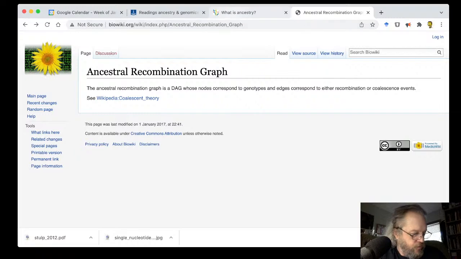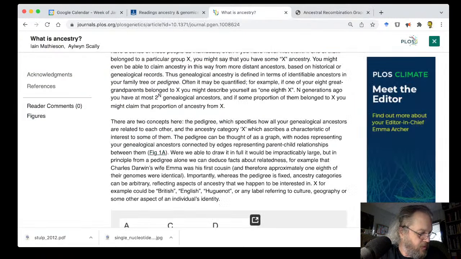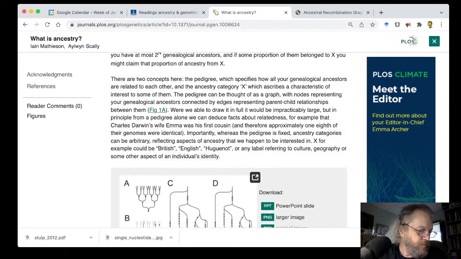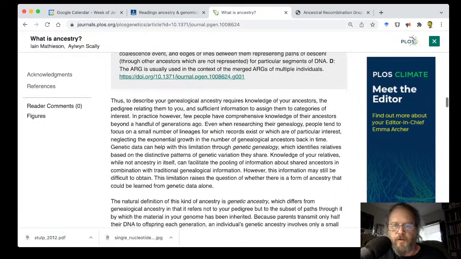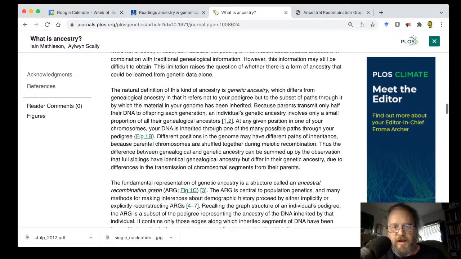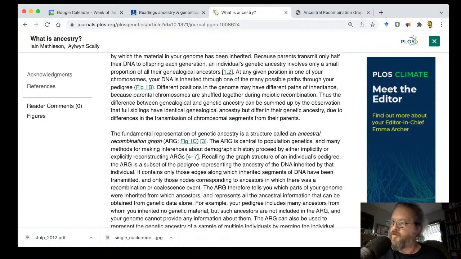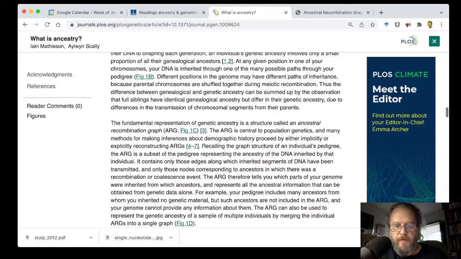All right, so what else we've got here? Coming through here. Pardon the scrolling. So we had genetic ancestry, so we're talking about the inheritance of haplogroups. Ancestral recombination graph, that's where we're trying to connect those haplogroups. Okay.